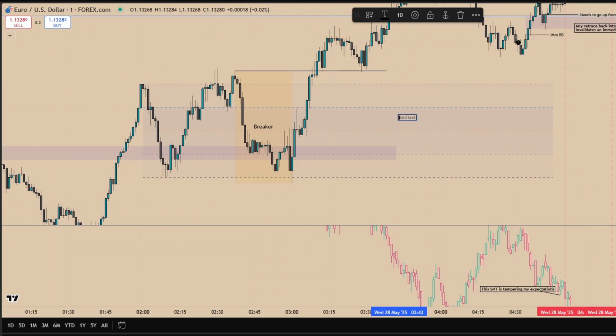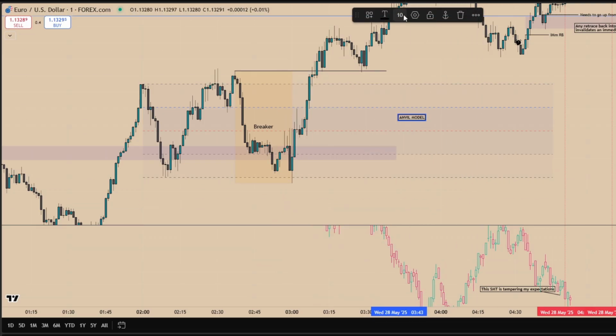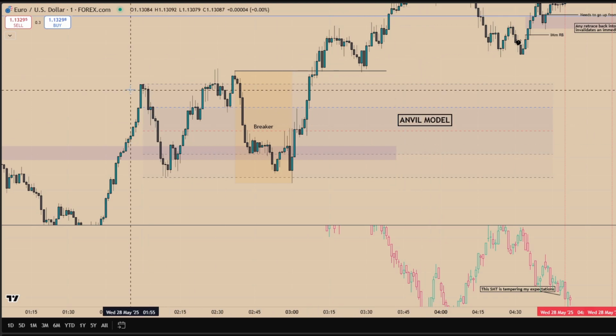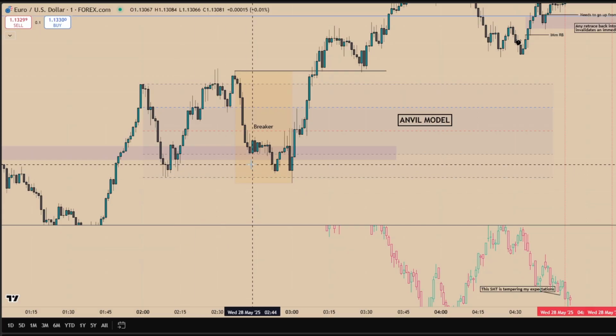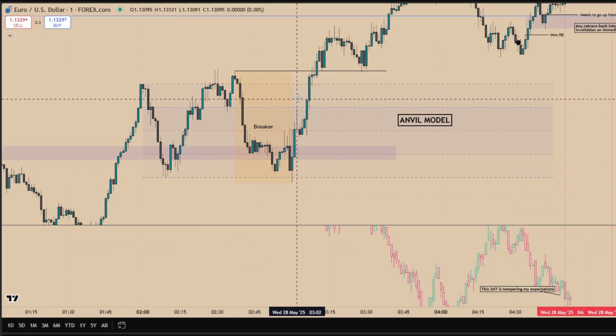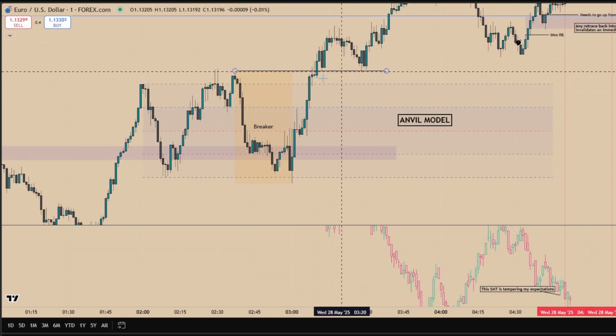So here I'll mark out the breaker, and you'll see extending the top of that breaker, how price respects that again is another signature of algorithmic price delivery, or structured around the ANVIL model in its interaction with liquidity and with liquidity engineering specifically.